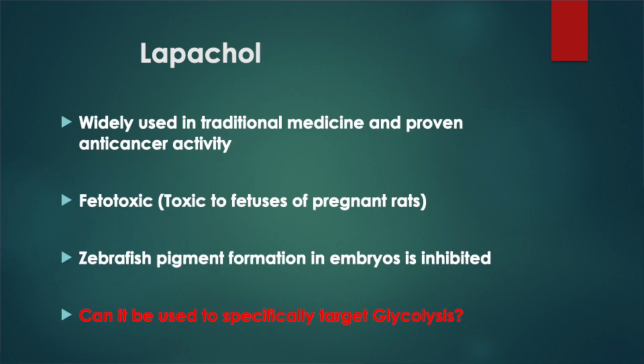So we propose a new molecule, that is Lapachol. We can try and use Lapachol to target the PKM2 isoform. How we came to this molecule is, Lapachol is a molecule that is fetotoxic, that is, it is toxic to fetal tissues. As we already know, fetal tissues express the PKM2 isoform that is expressed in cancer cells also. So we came to the conclusion that we can try Lapachol and target the PKM2 isoform of the enzyme. We also asked ourselves whether Lapachol can be used to specifically target the Warburg effect or aerobic glycolysis.